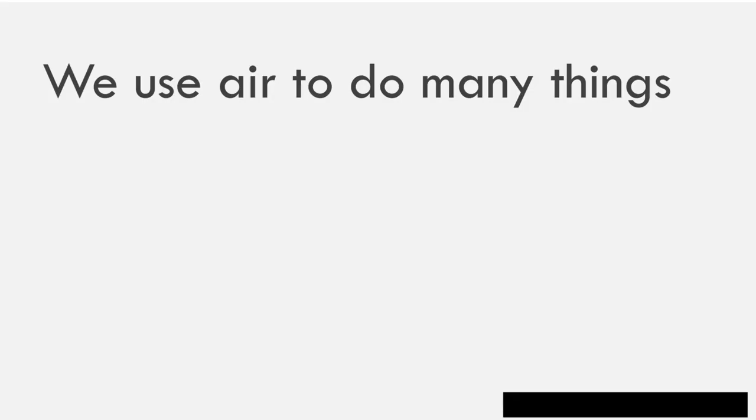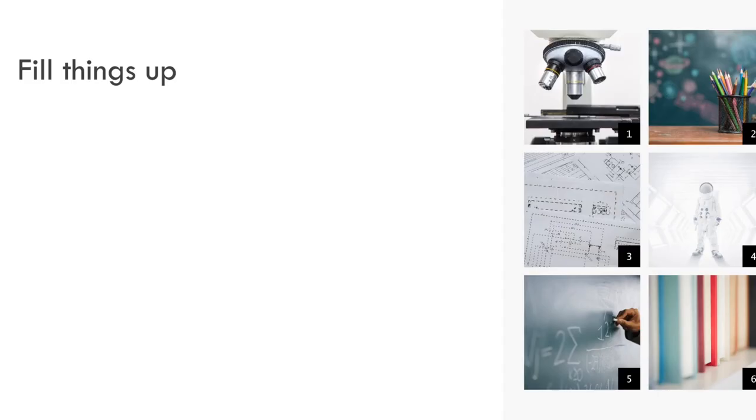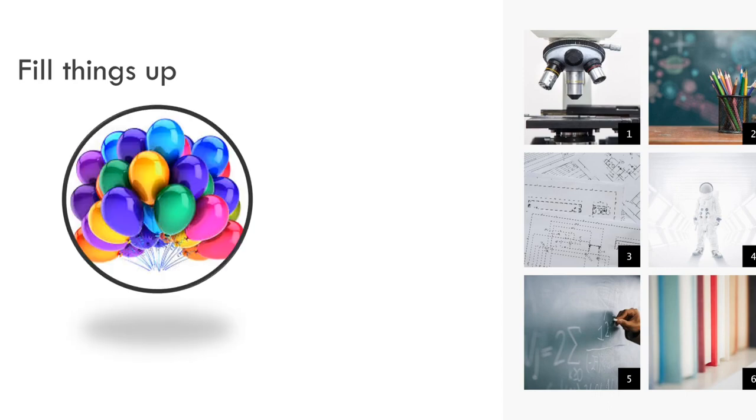So let's go to the next one. We use air to do many things. I told you there are two main reasons why air is important and useful. First, because all living things need air to live, and the second one is we use air to do many things to help us. For example, we use air to fill things up, like a balloon. When you have parties, you need to decorate the place with balloons. So you fill the balloons with air.